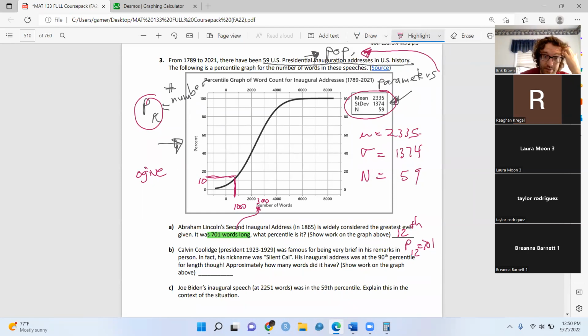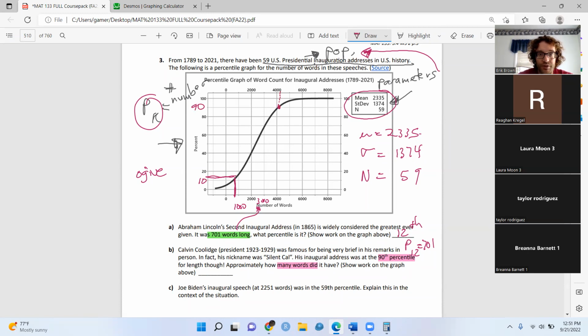Okay, so now here comes Calvin Coolidge. We don't care about any of this stuff. All we really need to know is this word right here, 90th percentile. And then we're like, so how many words would it have? So your job is to find the 90th percentile up here. It happens to be this line. This is the 90th. And so we just follow that line over and say, okay, here's where it intersects.